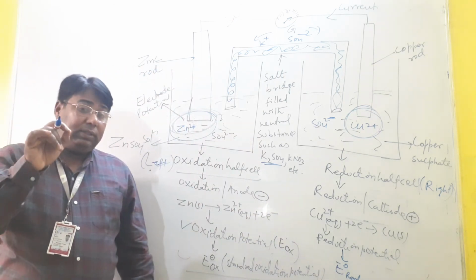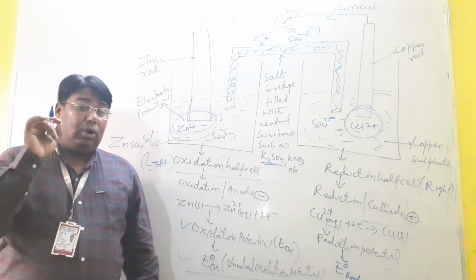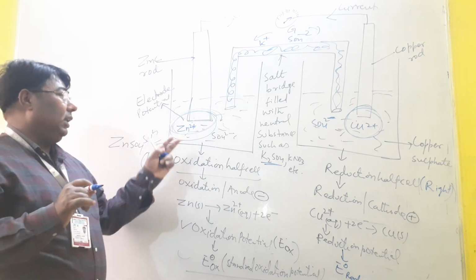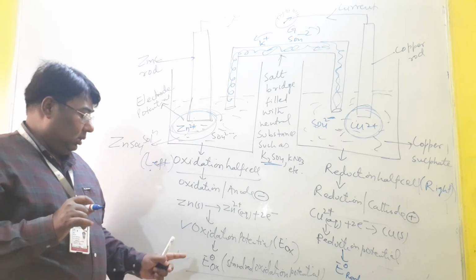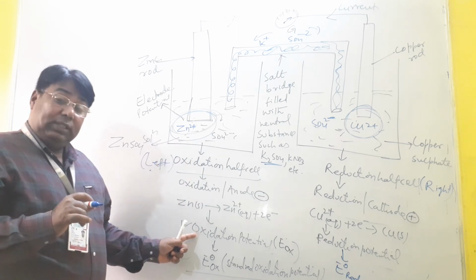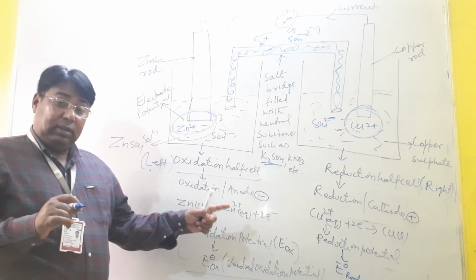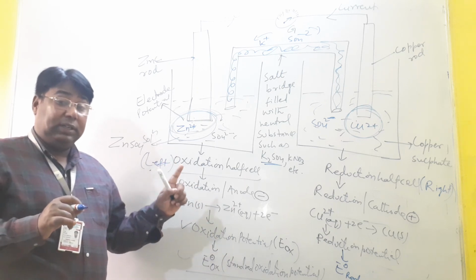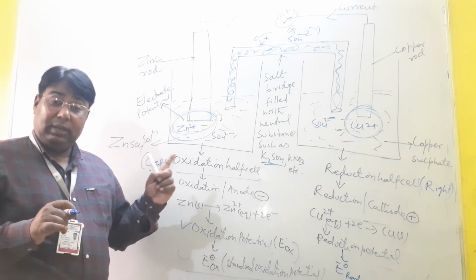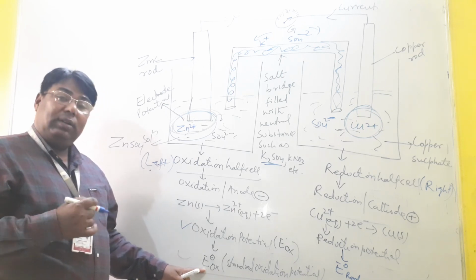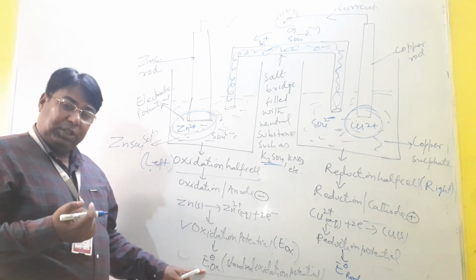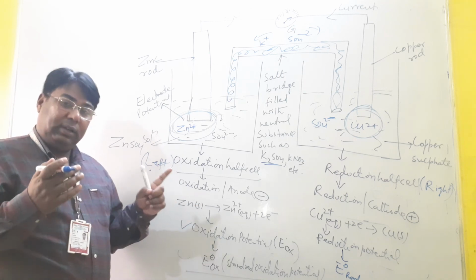And the terms related to the galvanic cell, all of you always remember: electrode potential, which is of two types, oxidation potential and reduction potential. And when these potentials are measured under standard conditions of temperature and concentration, they are said to be standard oxidation potential and standard reduction potential.